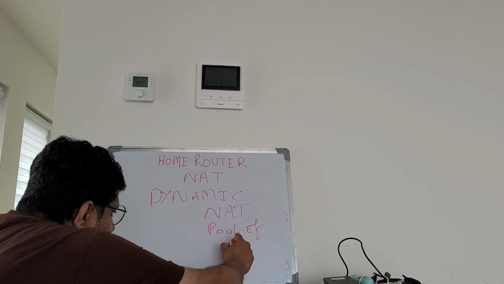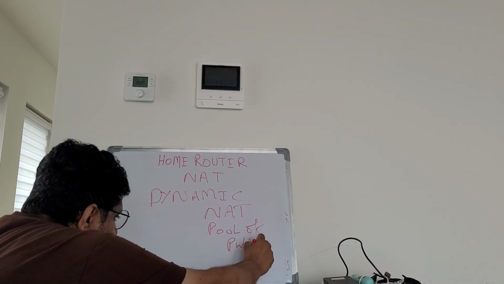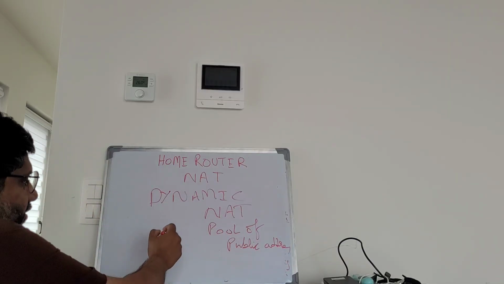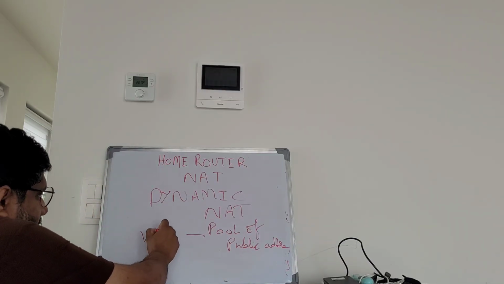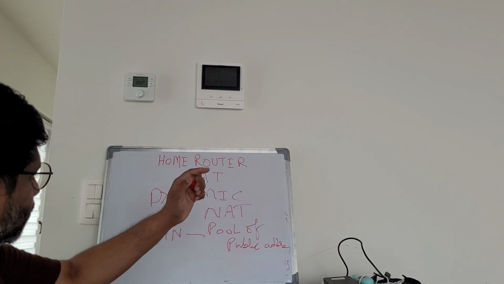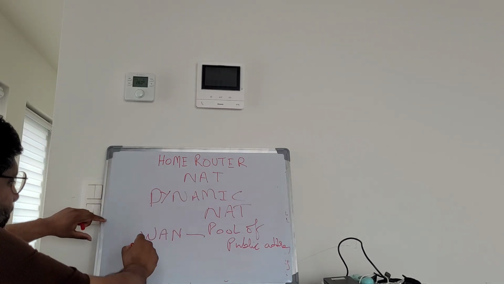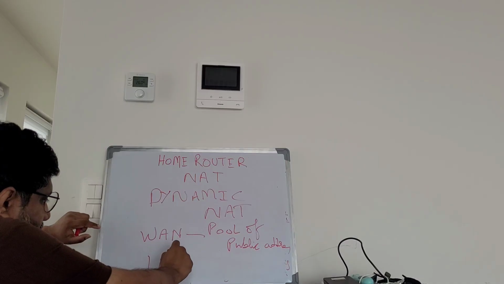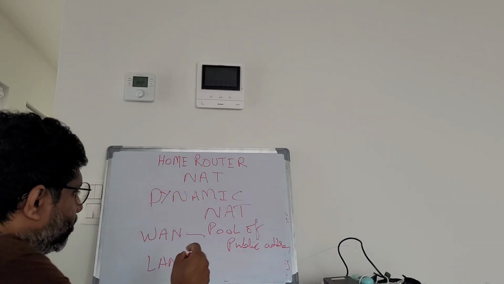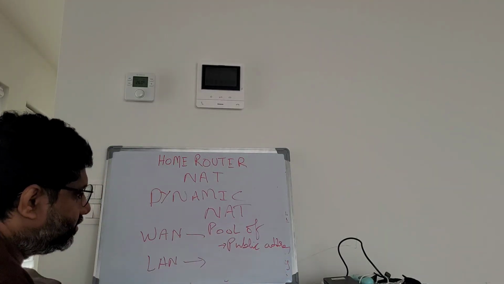Pool of public addresses. So on the WAN side, you will get a pool of public addresses. So once you initiate from the LAN side, for example from here, the private address 192.168.0.2 will map to one of the addresses in the pool.